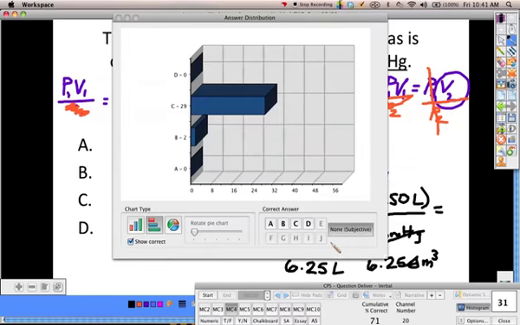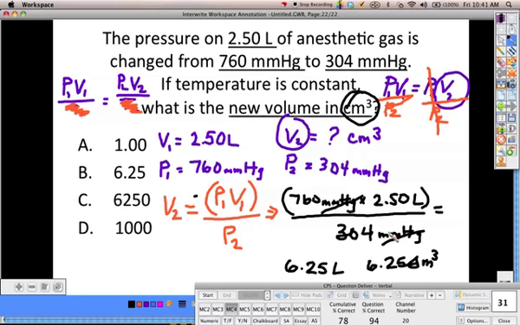Excellent. The majority of you got C. To get from decimeters cubed to centimeters cubed, I'm going to multiply by 1,000, or just move the decimal place over 3 times to get C. Questions on that before we move on? Okay.